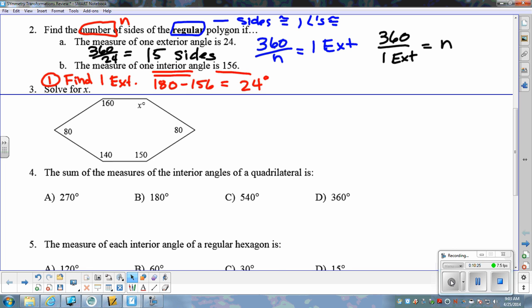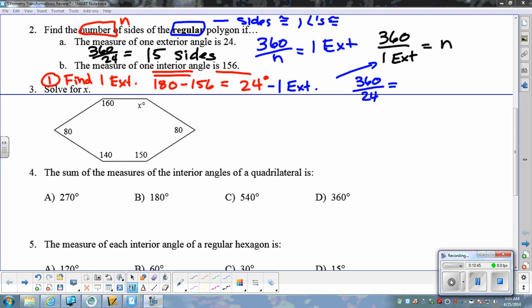Now, you might see this looks familiar to part A. Keep in mind that this is one exterior angle, so I'm still dividing it into 360. In this case, it's going to be 15 sides. So wait a second, we have A and B as being the same answer. Yes. So what this is showing you is that these are two different ways of asking the same question. So keep in mind how they might ask the same question in different ways.